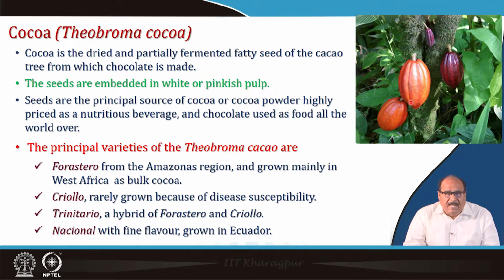The principal varieties of Theobroma cacao are Forastero from the Amazon regions, grown mainly in West Africa and bulk cocoa. Criollo is rarely grown because of disease susceptibility. Trinitario is a hybrid of Forastero and Criollo, and Nacional with the fine flavor grows in Ecuador.